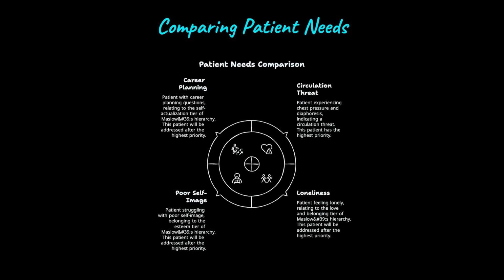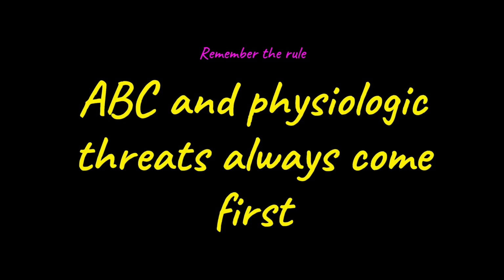Picture a nurse with 4 patients, one lonely, one worried about self-image, one asking about career plans, and one with new chest pressure and diaphoresis. The nurse goes straight to the chest pressure patient, assesses, takes vital signs, and calls for help because that circulation problem threatens survival right now. Prioritization is the immediate judgment call about who to help first, not delegation or long-term care planning. When frameworks compete, the acute physiologic threat always wins over emotional or life planning concerns.